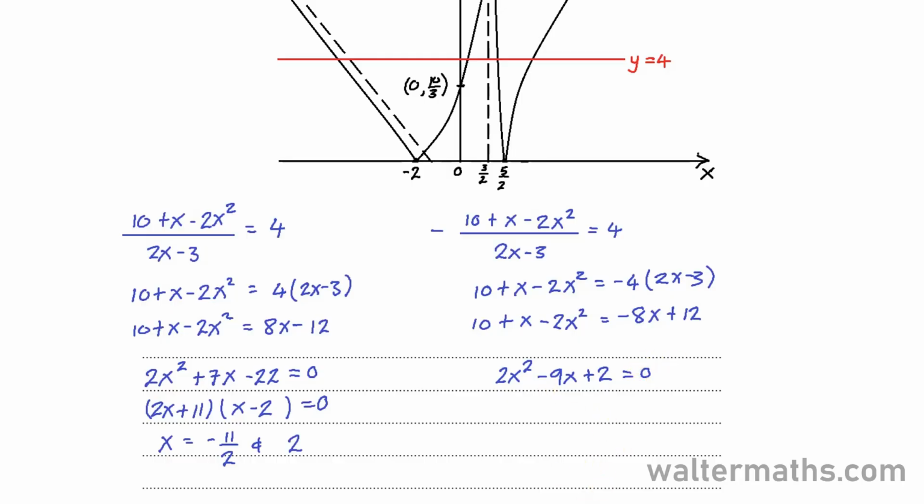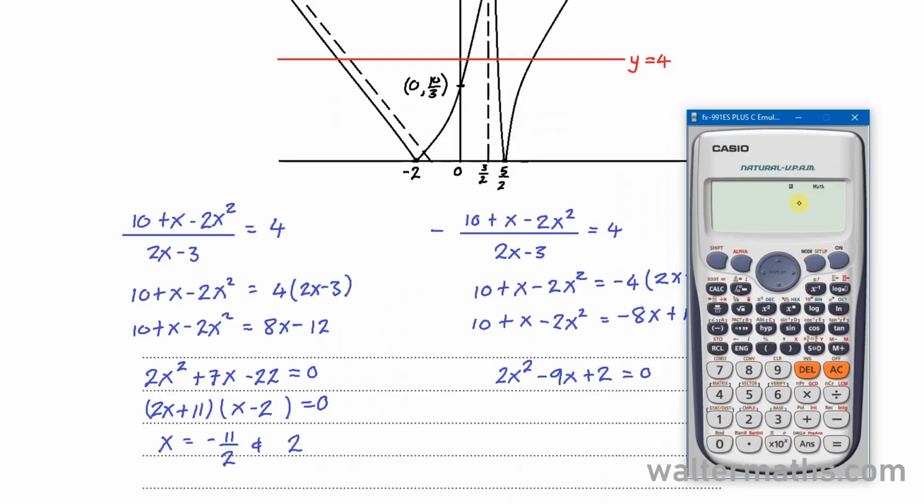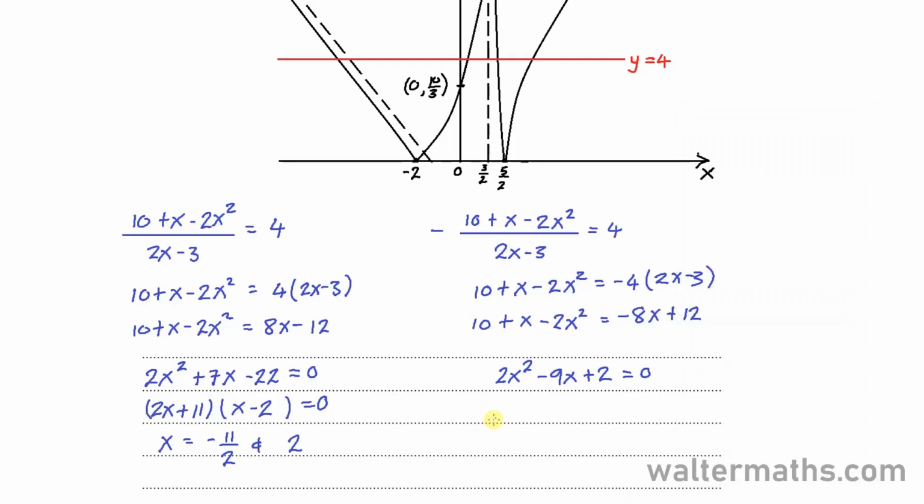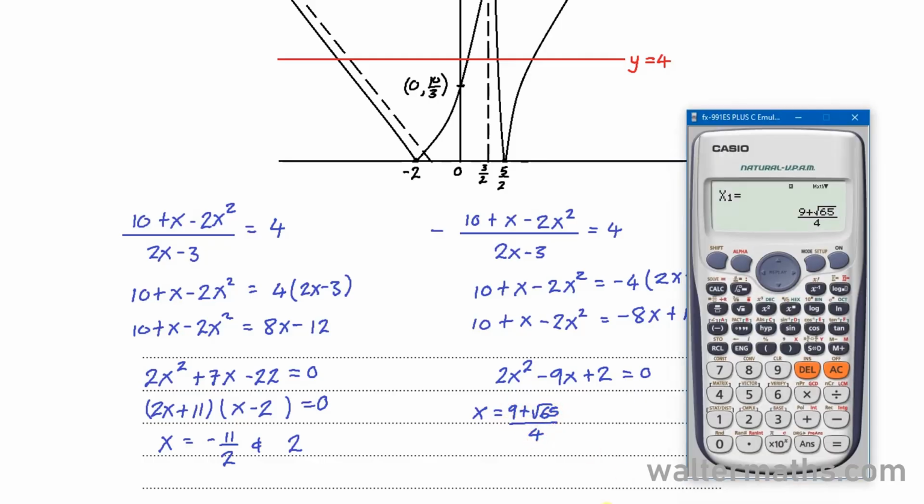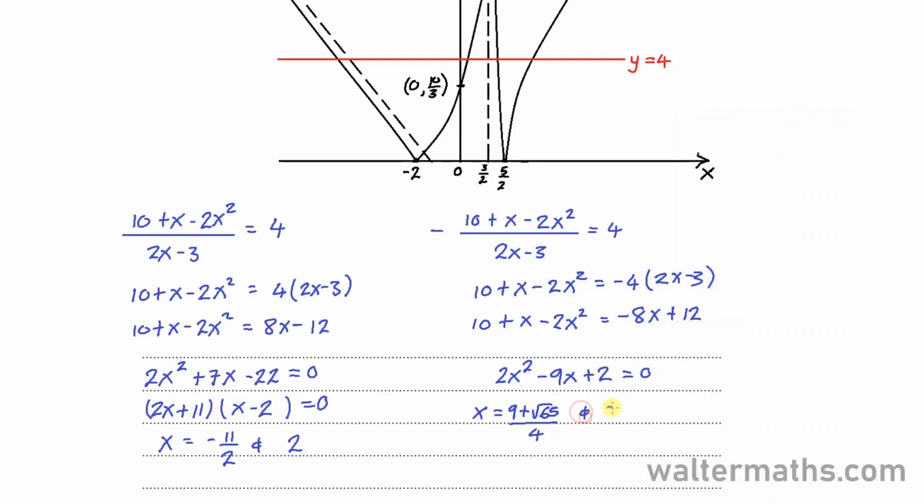So I can solve this using my calculator. Here I go to equation, then option 3 for quadratic, and I'll store 2 for a, so 2 and equals, then minus 9 into b and 2 into c. And the first root comes out as x equals 9 plus root 65 over 4. And the second root comes out as 9 minus root 65 over 4.